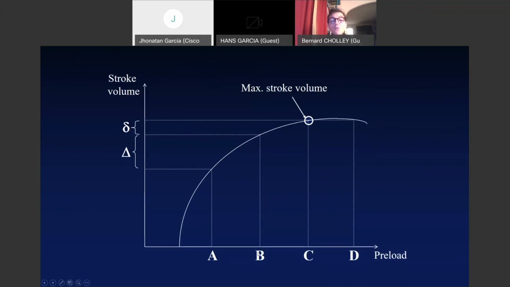If we receive fluids and we move from A to B, we will observe a nice increase in stroke volume, a large delta. But if we repeat the same fluid challenge, exactly the same amount, from B to C, the increase in stroke volume will be less because of the shape of the cardiovascular function curve. And at some point, we will reach the plateau. And if we keep on giving fluids, we will not increase stroke volume, we will not improve tissue perfusion, but we will start generating congestion and edema.